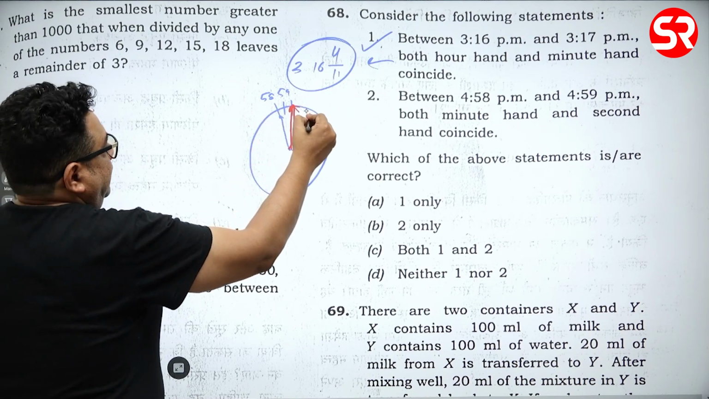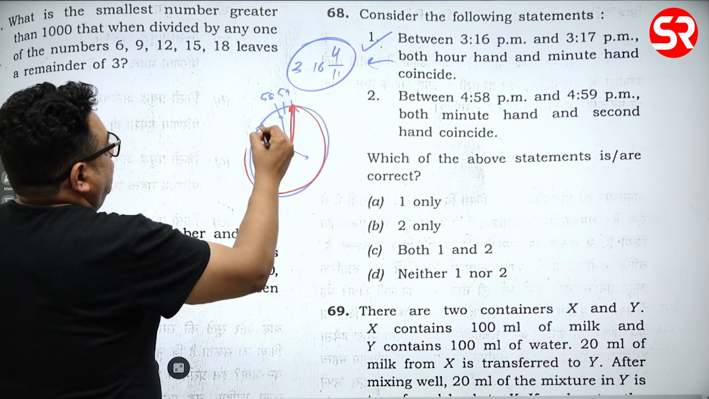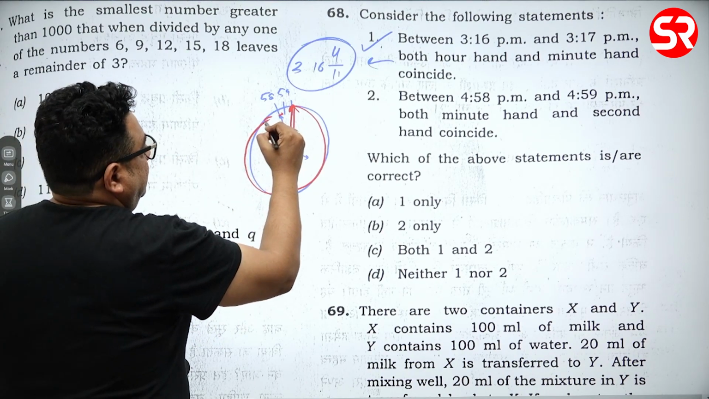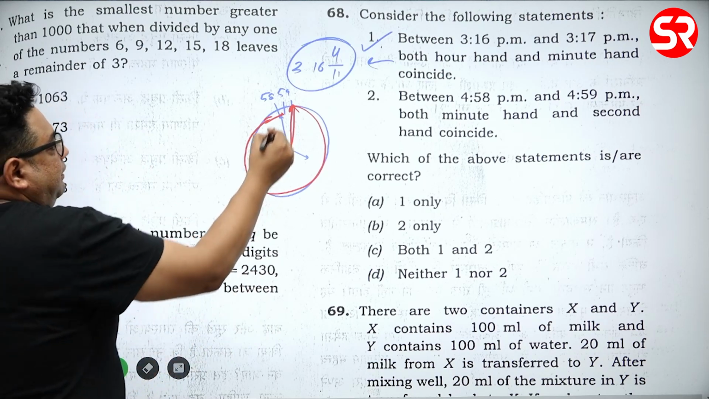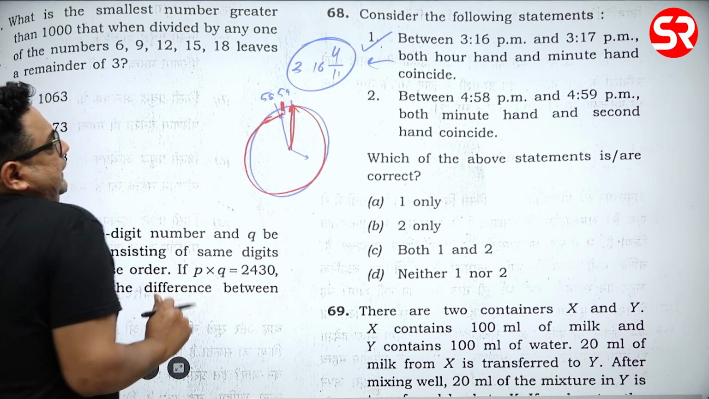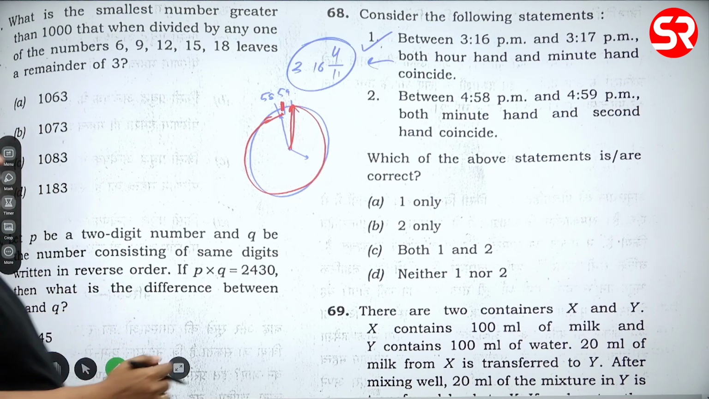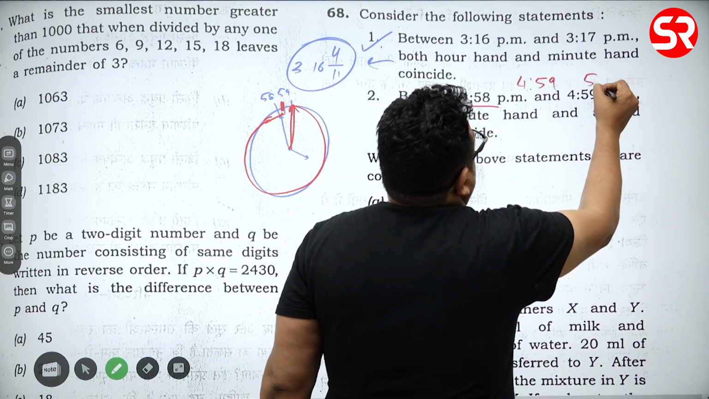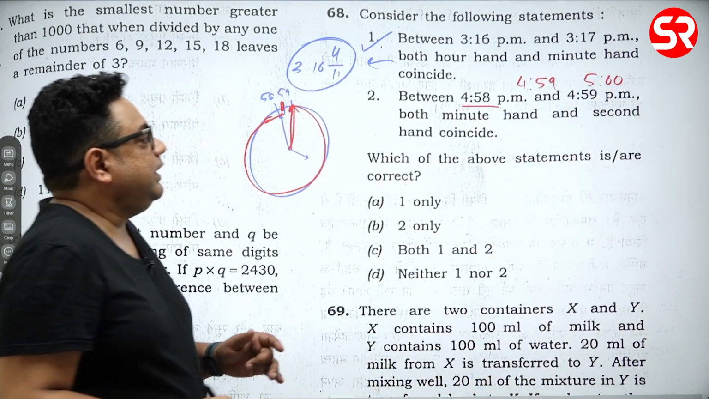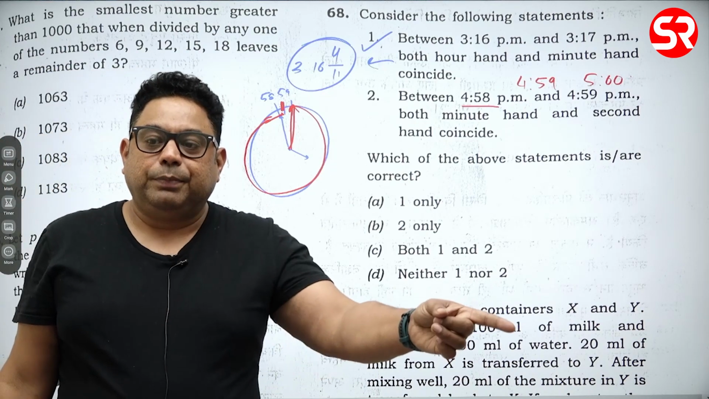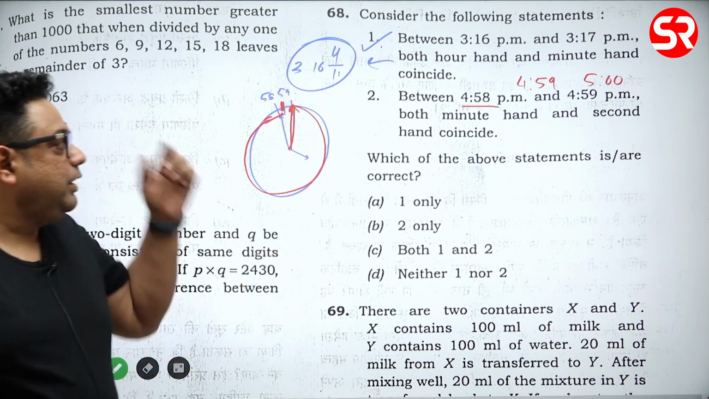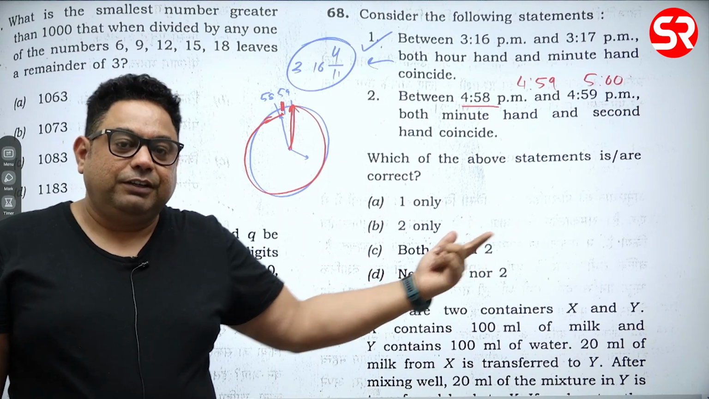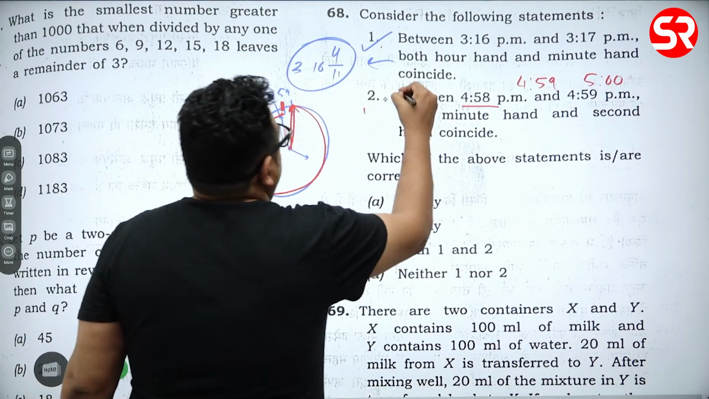The red moves, and obviously when the red is moving, the minute hand would also move. Somewhere over here they would definitely meet. Had it been between 4:59 p.m. and 5 p.m., would both hands coincide in between? I would have said no, because in that case they would actually meet at 5 p.m., not between 4:59 and 5. Understood? Which means they have to meet. So the second is also true.